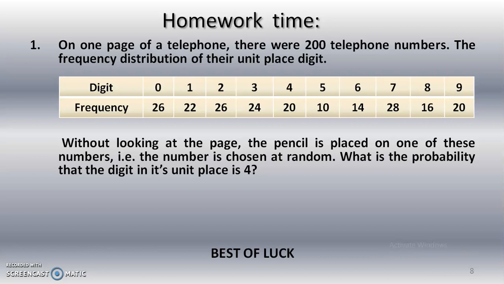And in homework 1, on one page of the telephone directory, there were 200 telephone numbers. The frequency distribution of their unit place digits: the digits are 0 to 9 and the frequencies are 26, 22, 26, 24, 20, 10, 14, 28, 16 and 20. Without looking at the page, a pencil is placed on one of these numbers. The number is chosen at random. What is the probability that the digit in its unit place is 4? Now you should choose unit place 4 with its frequency.